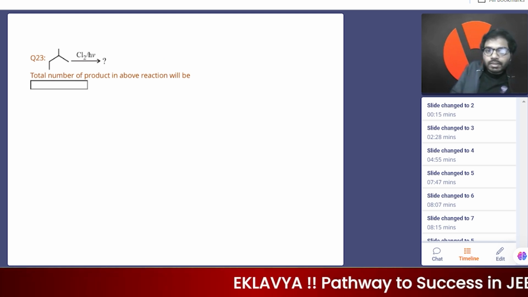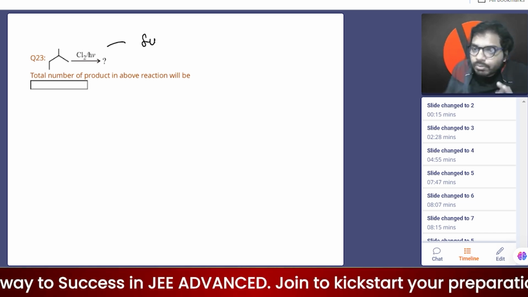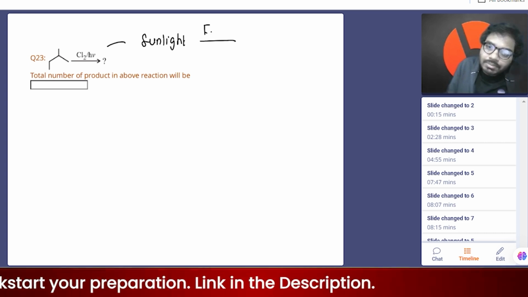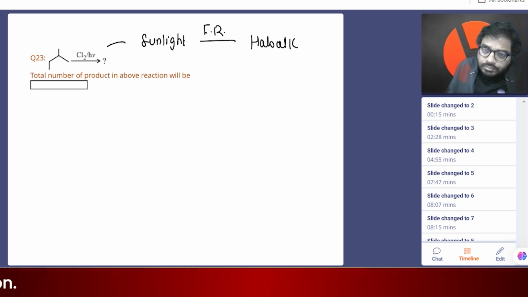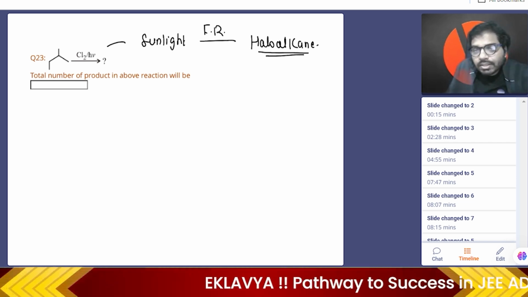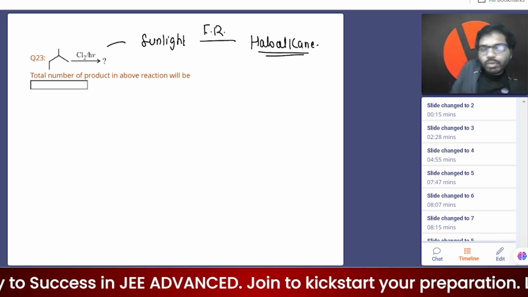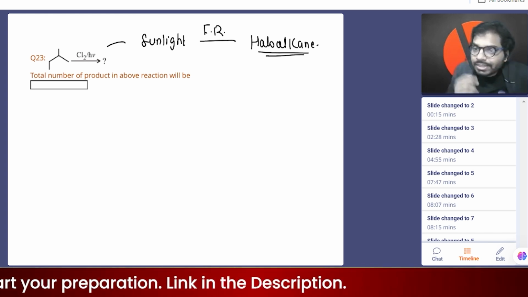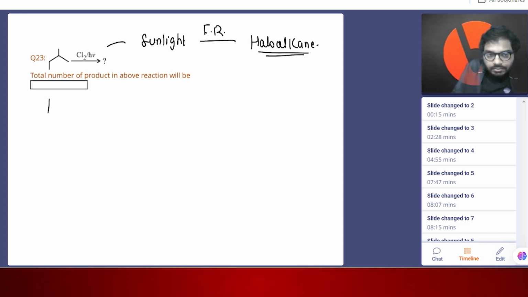Moving forward, the total number of products in the above reaction. So this is an alkane and Cl2 in the presence of sunlight. It will undergo a free radical substitution reaction, a free radical reaction, to give the haloalkane. Now, one question that many students have is how to find whether the products formed are identical or the same. What we have to do is substitute chlorine at each and every carbon and check the IUPAC name. They are asking for the total number of products.